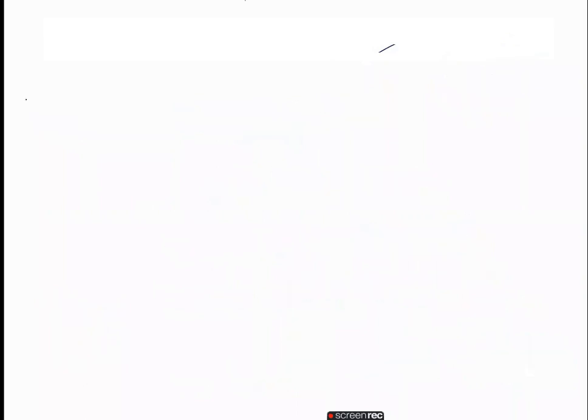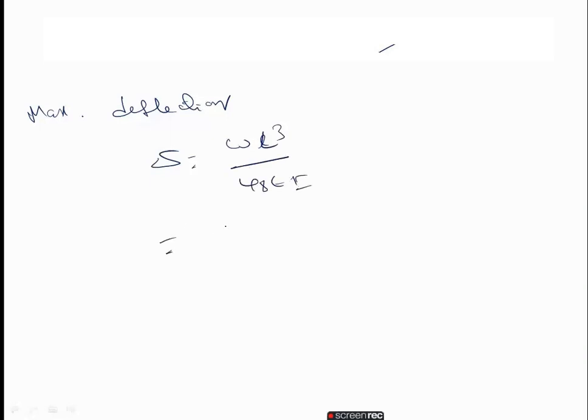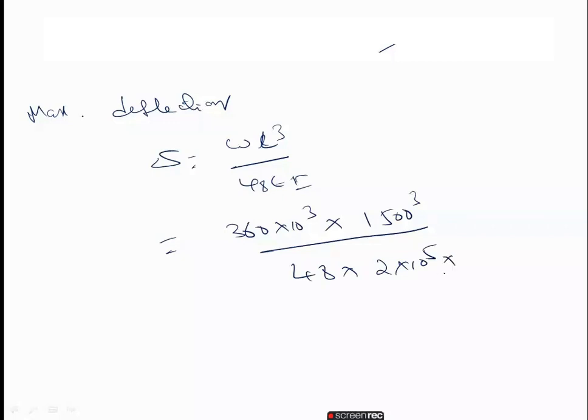Next, for this one, you have to calculate the maximum deflection value. For a simply supported beam, it is WL cube by 48 EI. W is 360 into 10 cube newtons, L is 1500, that is 1.5 meter, E is 2 into 10 power 5, more or less, and I is 8603 into 10 power 4, which we take from the code book. So you will get 1.68 mm, the final deflection.